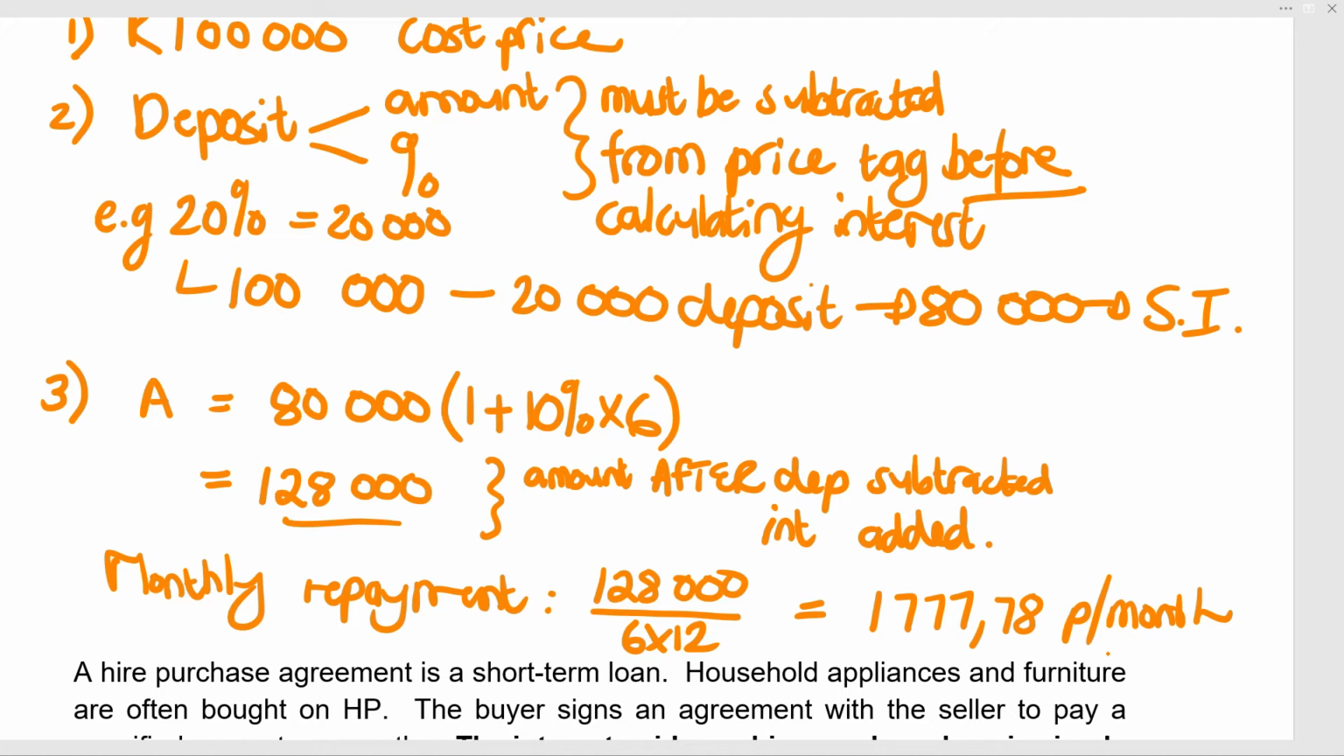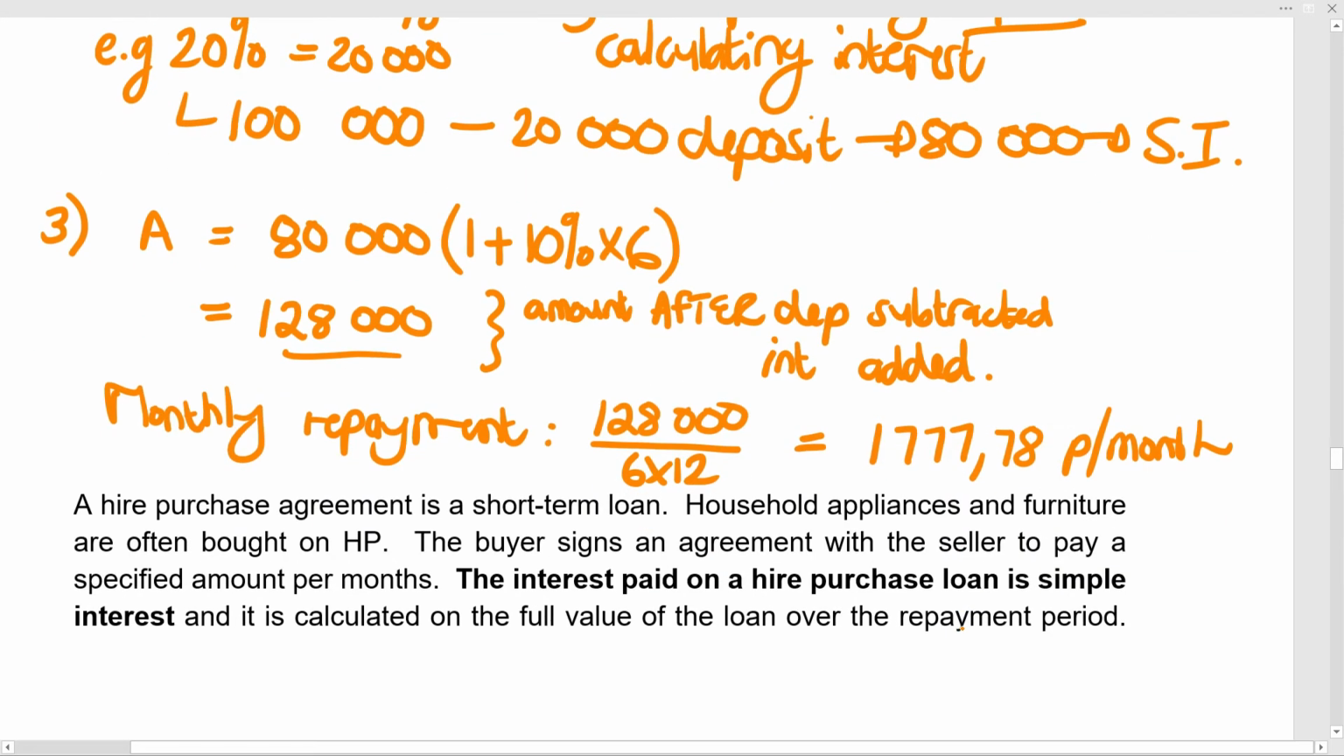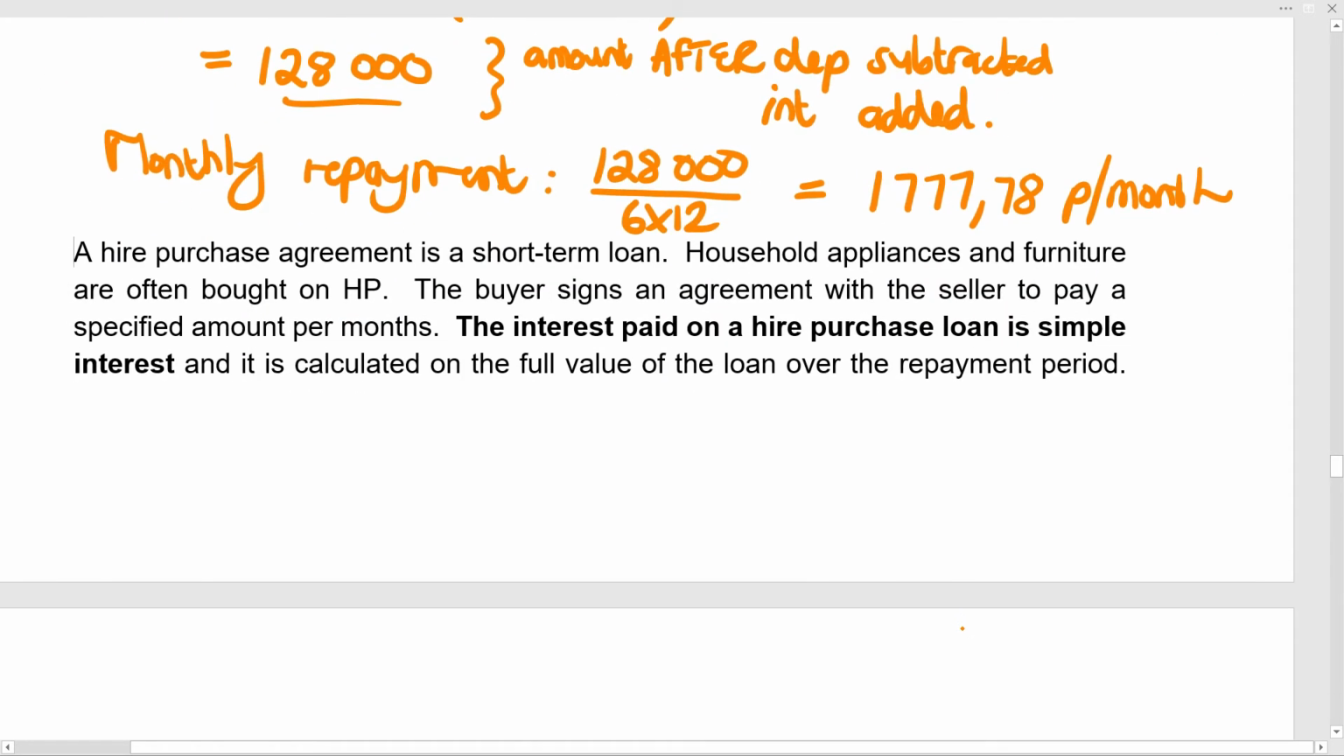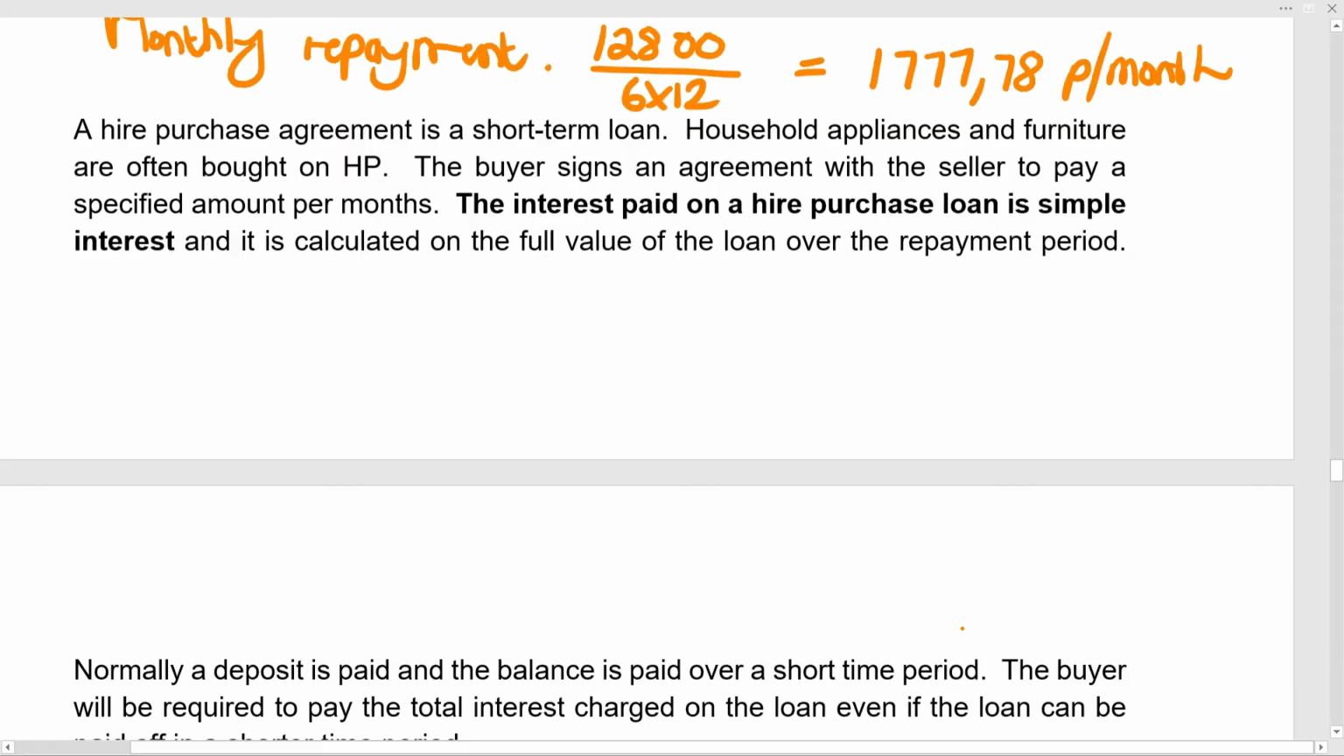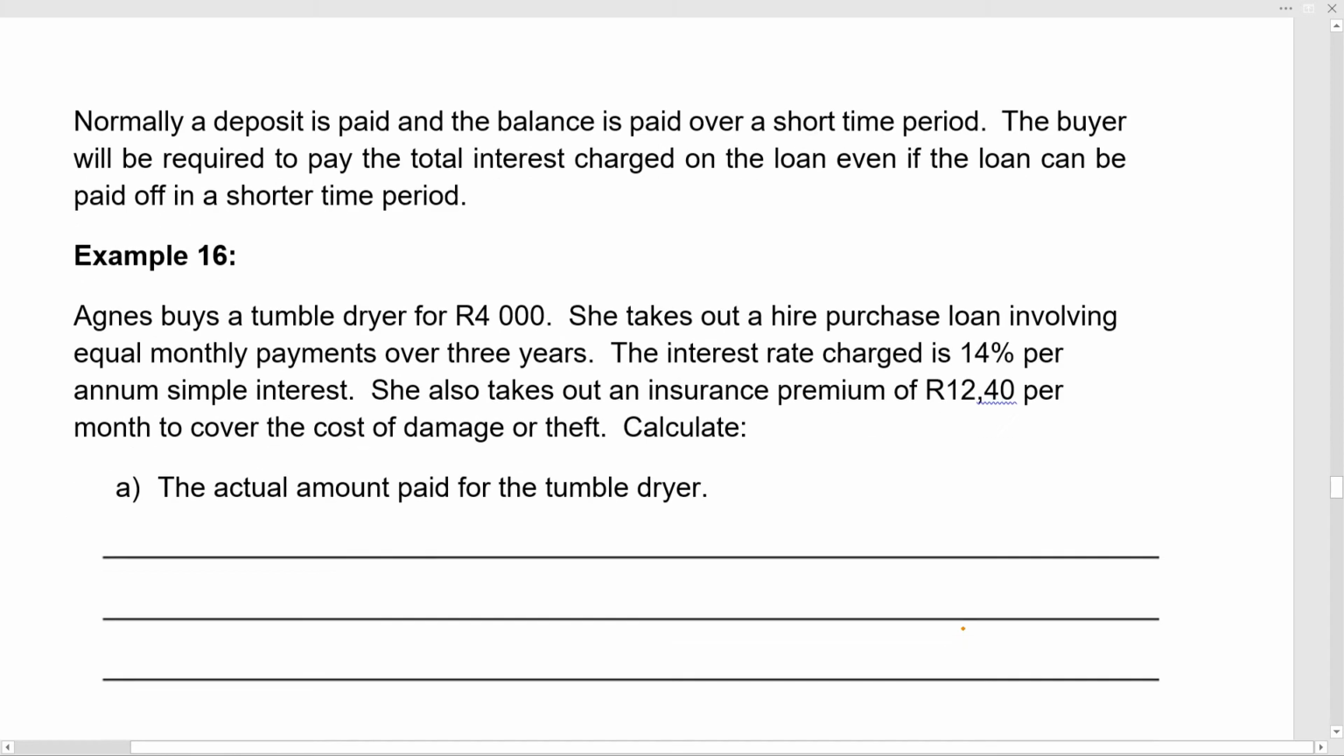Okay, let's have a look at the description and at the examples that are coming. So a hire purchase agreement is a short-term loan. Household appliances and furniture are bought on HP. We sign an agreement, often called finance, to pay a specific amount per month, and then it is simple interest. Okay. Right, a deposit is often paid.